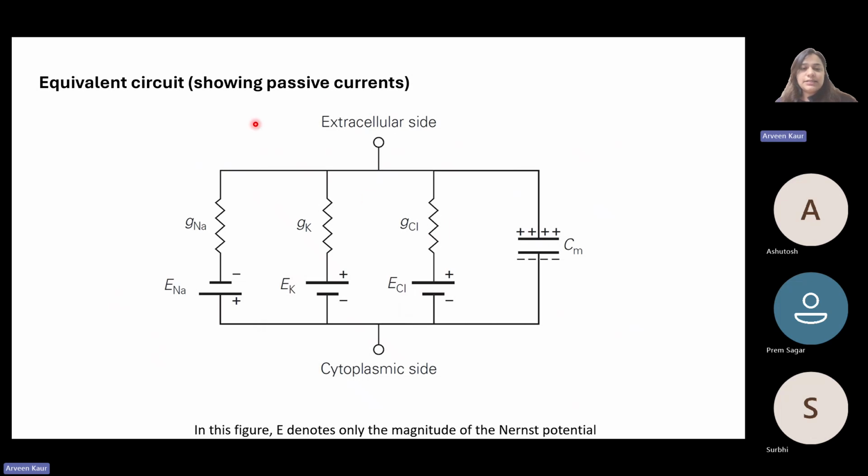So in this circuit, you can see different kinds of additions now, right? Wherein the potassium and chloride is more negative inside towards the cytoplasmic side, and Na is more positive inside, right? So it is a little inverted in this case, right? So E denotes only the magnitude of the Nernst potential over here, right?